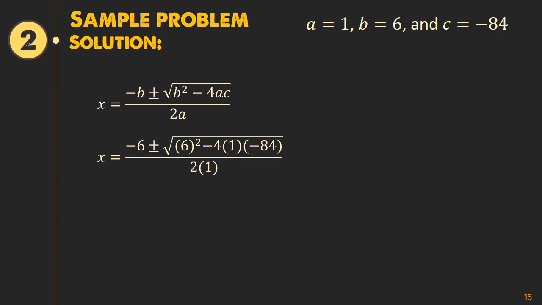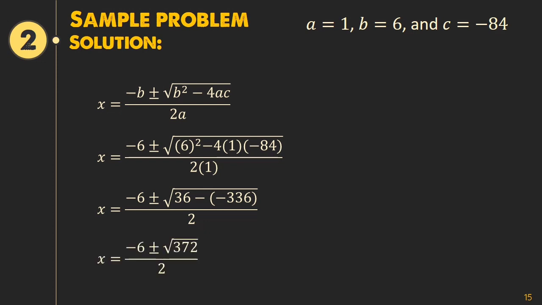Simplifying, we will have x is equal to negative 6 plus minus the square root of 36 minus negative 336 all over 2. Adding the quantities under the radical sign, we have x is equal to negative 6 plus minus the square root of 372 all over 2, which is also equal to negative 6 plus minus 2 times the square root of 93 all over 2.